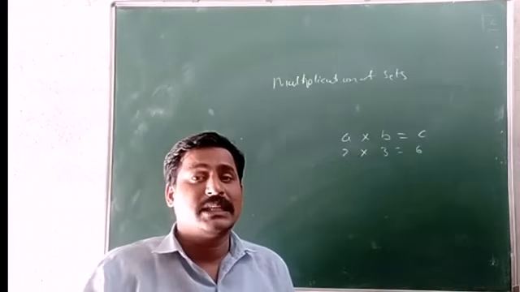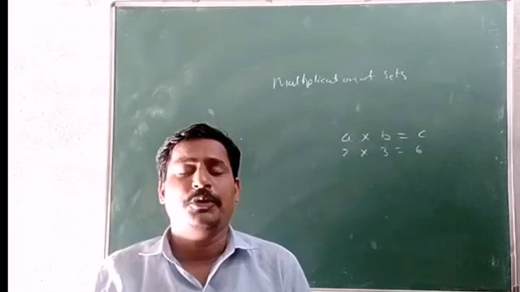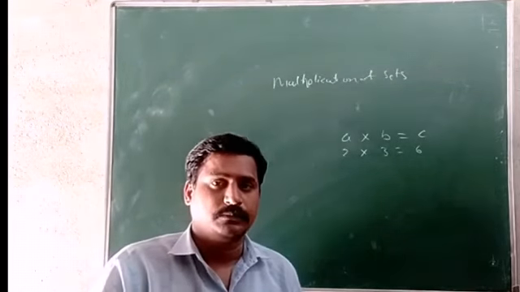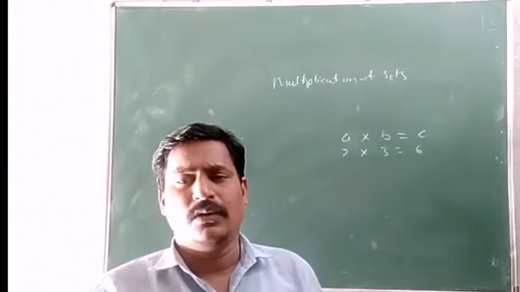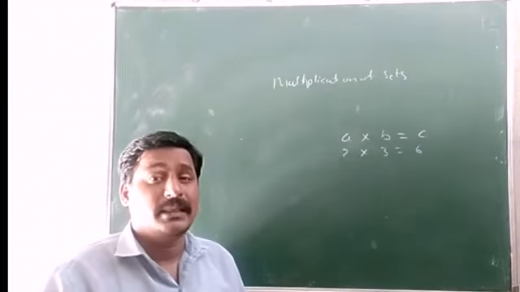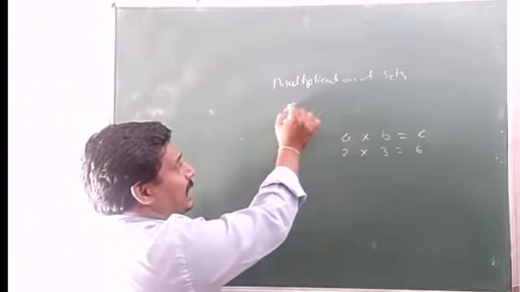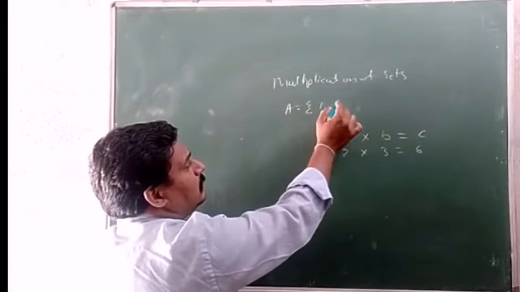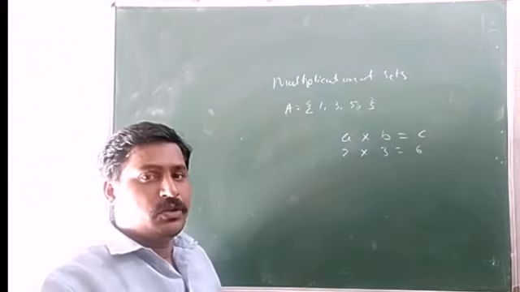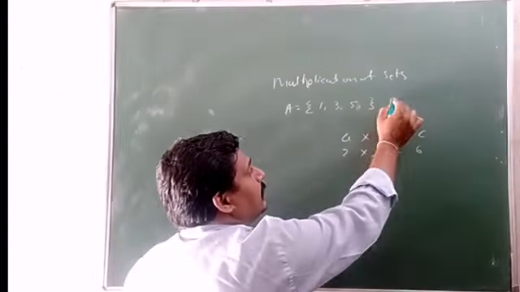But when a set is there, we have several objects in a set. That may be numbers, that may be anything. Set means it is not only numbers, it may be anything. So here, how do we multiply them? Suppose set A has 1, 3, 5, three numbers. So the number of elements in set A is n equal to 3 here.